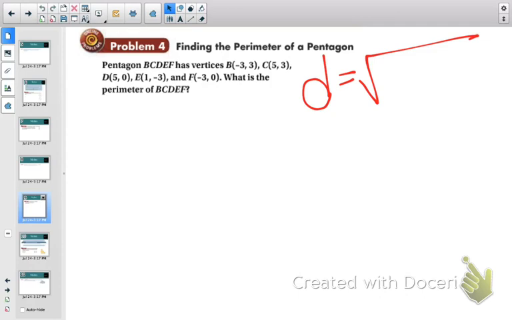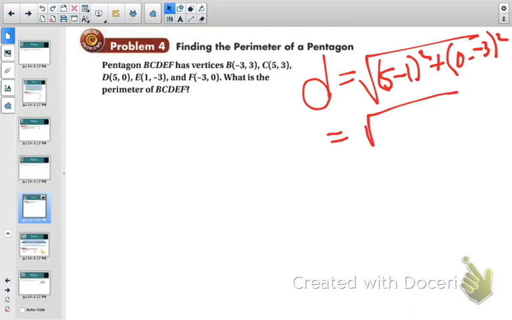So what was it? We're doing E and D. 5 minus 1 squared plus 0 minus -3 squared. That gives us 4 squared, which is 16, plus 0 minus -3. That's going to turn into a plus. So 3 squared is 9. 16 plus 9 is 25. Square root of 25 is 5.